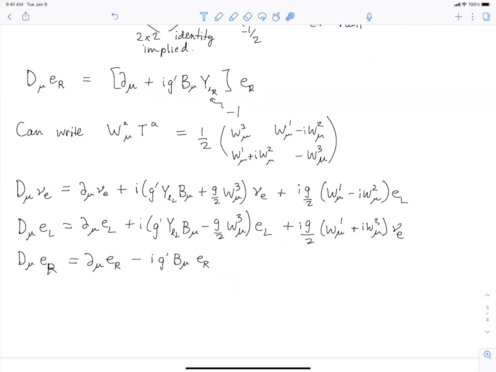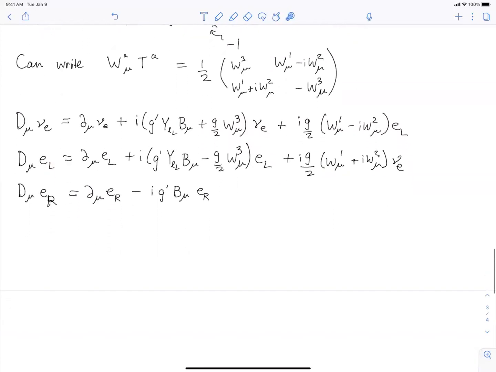be breaking electric charge. This has no charge. This has no charge. The neutrino has no charge. But here the electron has charge -1. So the only way out is if this combination has to have charge +1. Similarly, this has charge -1, the E left. So does this, so does this. But this has charge 0, so the only way out is if this combination has charge -1.